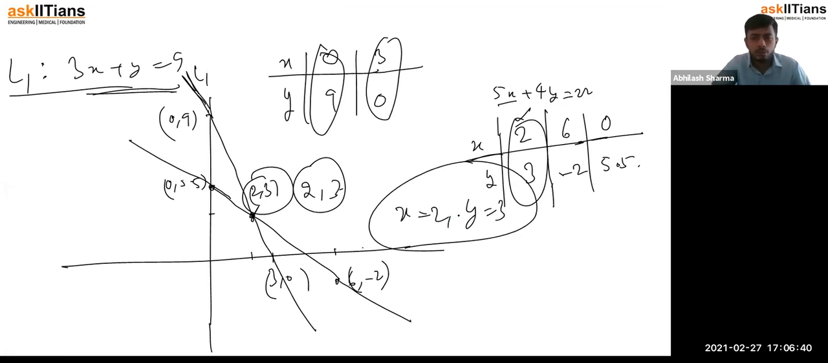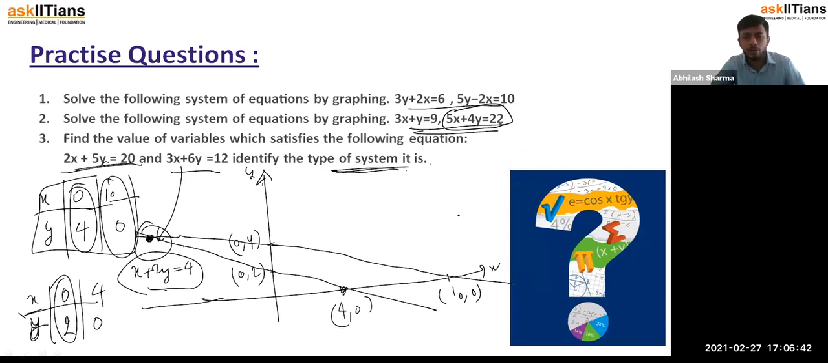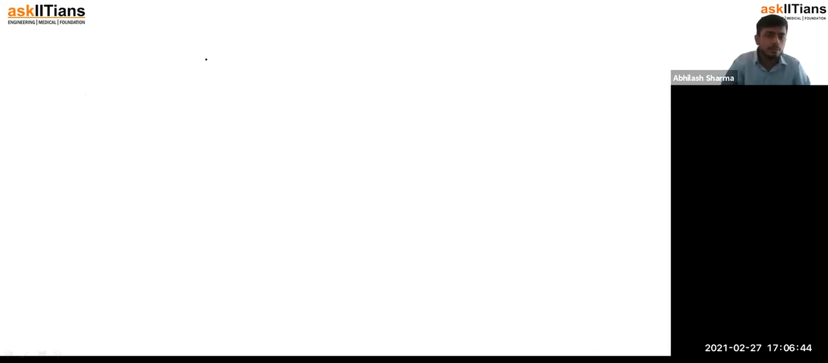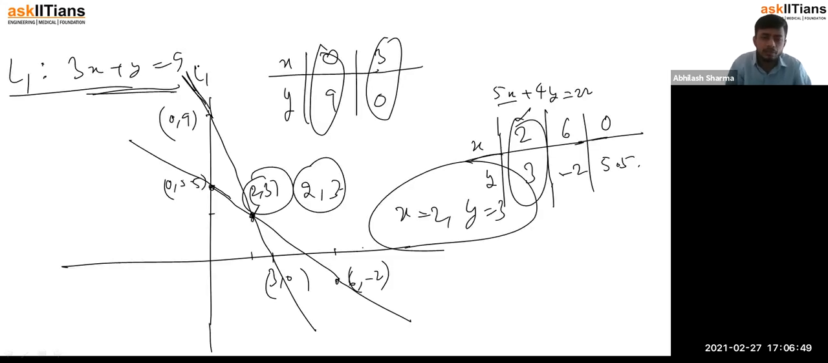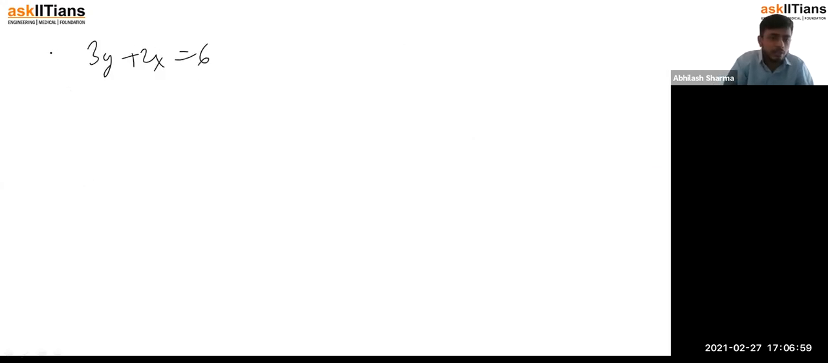Now let us also have a look at this particular question. 3y plus 2x is equal to 6. And by the way, if this is line L2, then this is the graph of L2. Okay, this line. Now let us talk about this one. 3y plus 2x is 6. This is line N1, let's say.